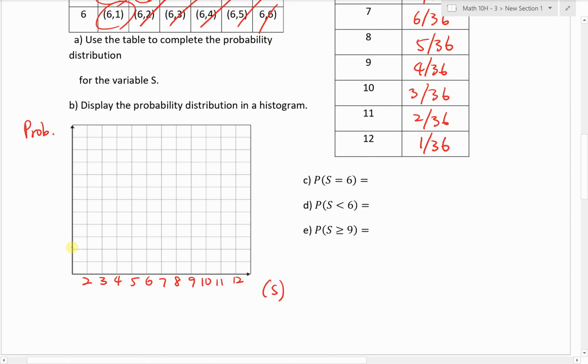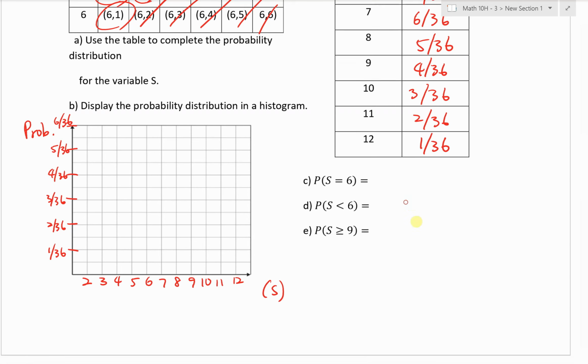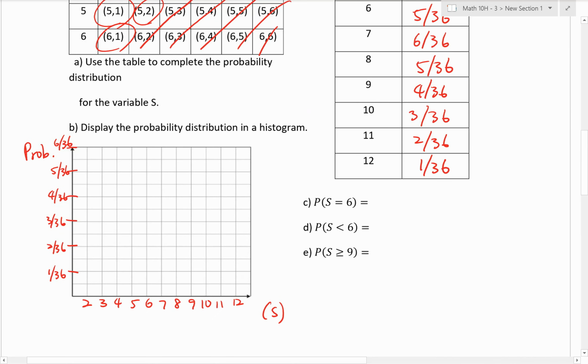Okay, so I'm going to say each 2 boxes is 1 out of 36. So that'll be 2 out of 36, 3 out of 36, 4 out of 36, 5 out of 36, and that's 6 out of 36. So for the first column, if you will, that's 0 to 2, right? Not including 2. So 0 to 1.999 basically.